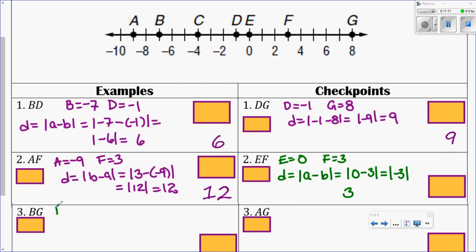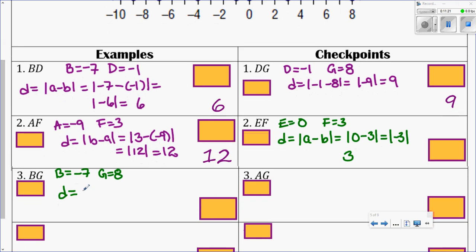BG, B is equal to -7, and G is equal to 8. Again, if you get the gist of this, basically, what you need to pay attention to is using the formula with the absolute value, and paying attention to the signs. So we got everything. Yep. This will be -15, and this gives us 15.